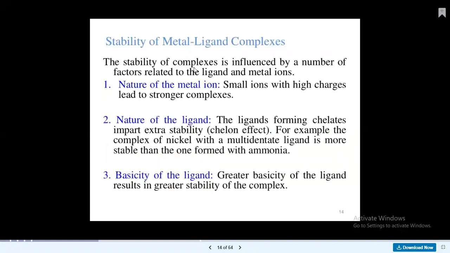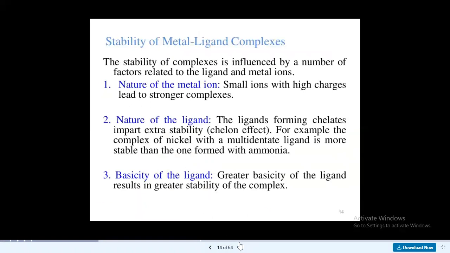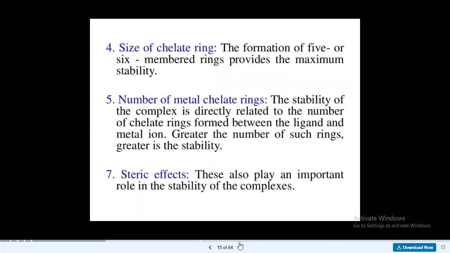The stability of the metal-ligand complex depends upon the nature of the metal ion, its charge, and the nature of the ligand: how much it chelates, and the basicity of the ligand, how much it donates its electrons. The size of the chelating ring, either 5 or 6 membered, and the number of metal chelate rings also matter. The greater the number of rings formed, the greater the stability.